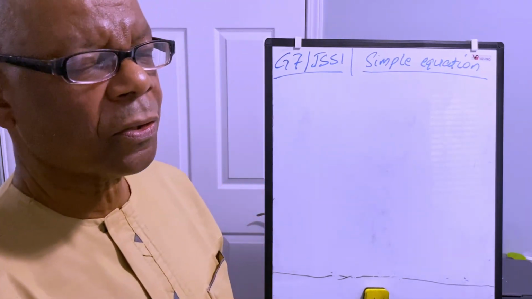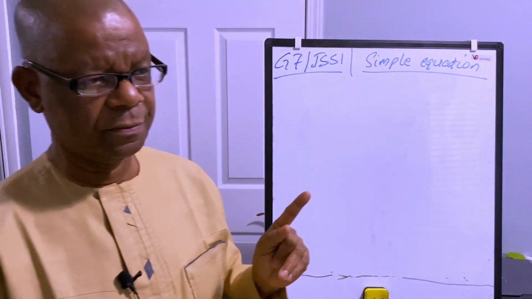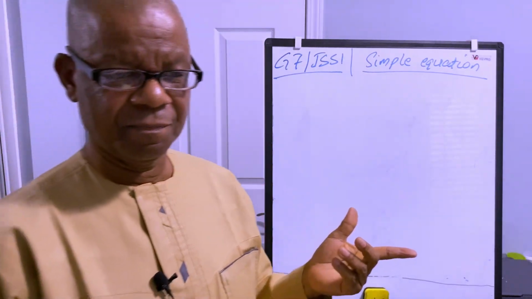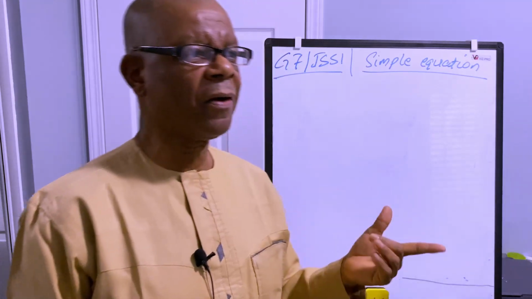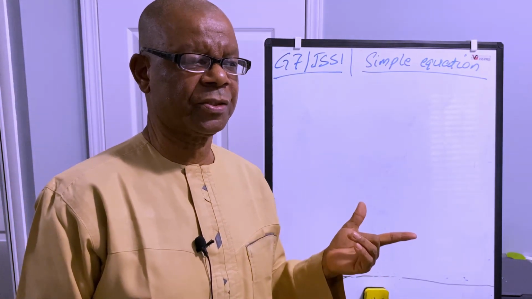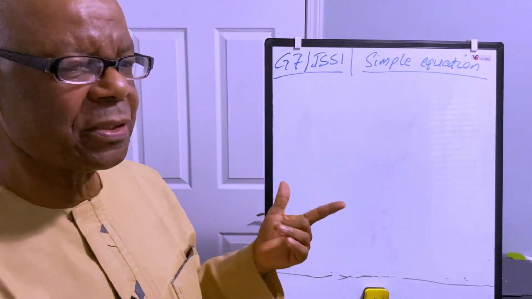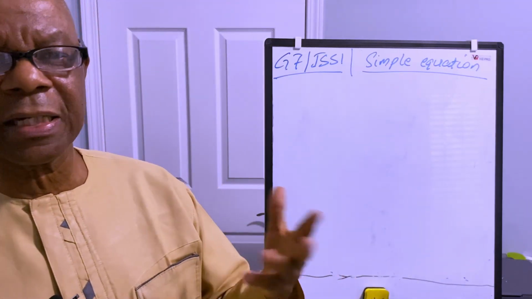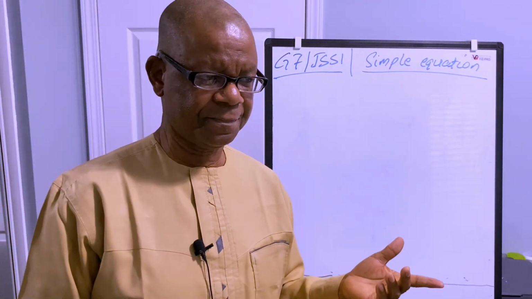A simple equation consists of one variable, one unknown, and the power of that unknown must be 1. That is a simple equation. It may not be written as 1. We have first degree, second degree, third degree, and so on in mathematics.